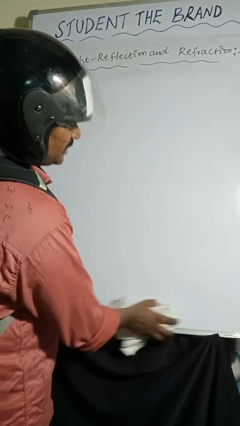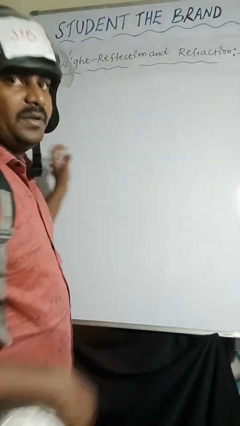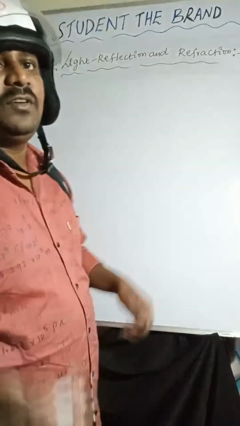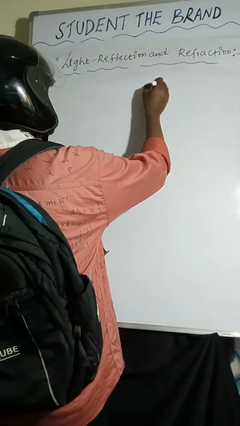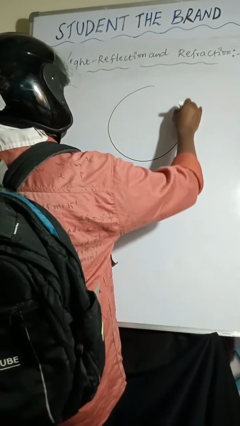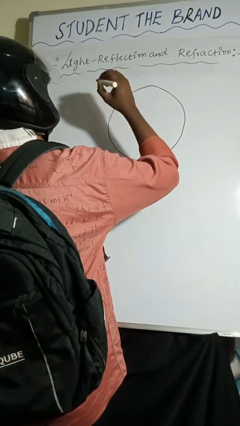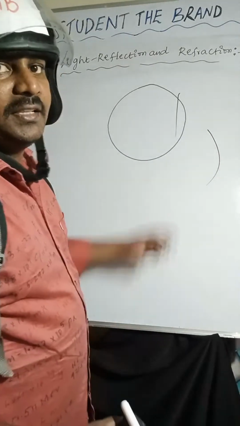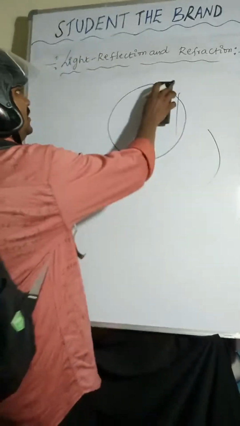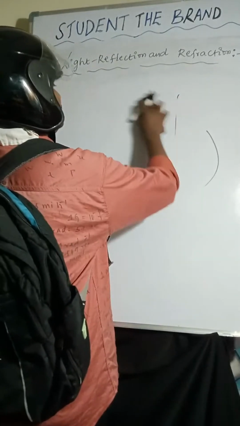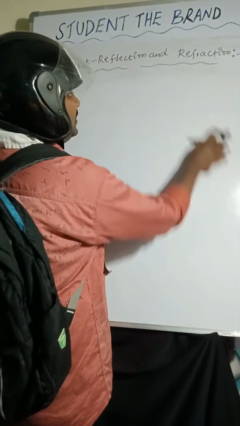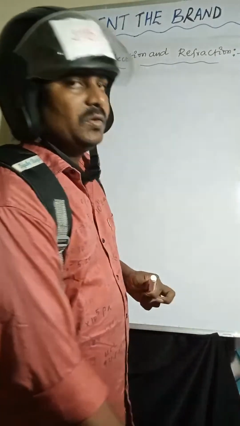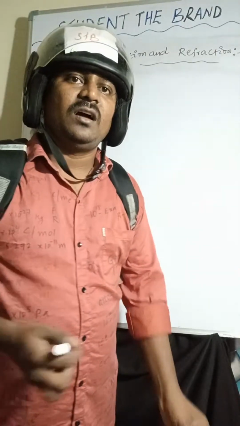Spherical mirrors. The mirror which is in the form of a curved shape is called a spherical mirror. If you take a small portion, that is called curvature. Depending on the reflection of light, spherical mirrors are divided into two types: concave mirror and convex mirror.